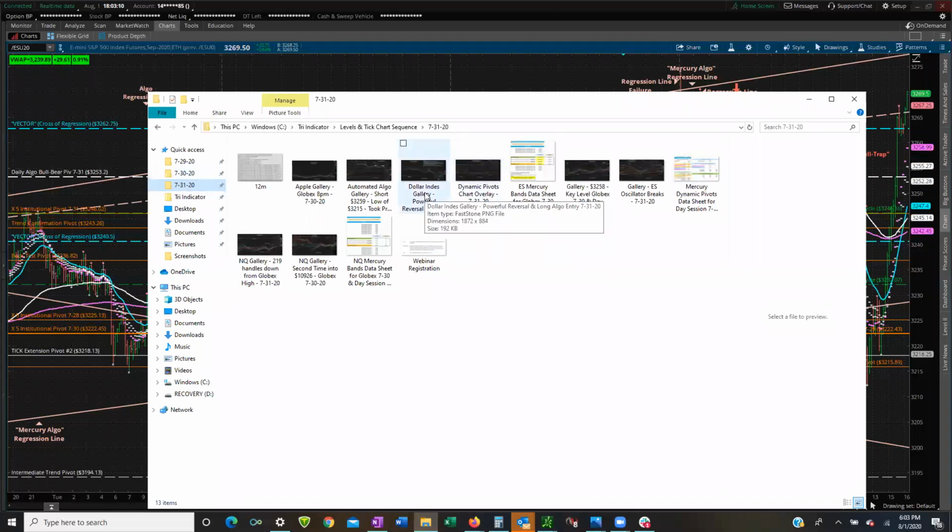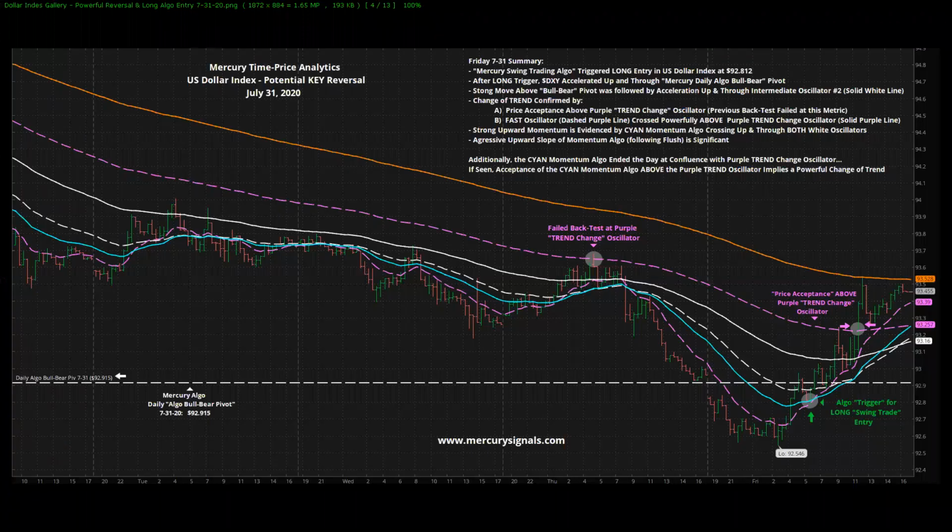Did anybody ask the dollar index? I posted this on Twitter about an hour before we started. It's around between 3 and 4, and it shows this in detail. So here's Friday's bull bear pivot in the dollar index. It hit its low basically right at the Globex open.